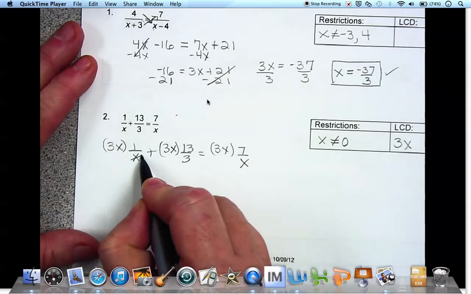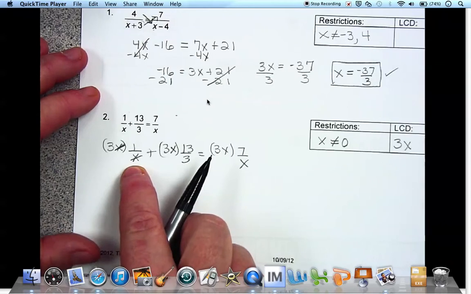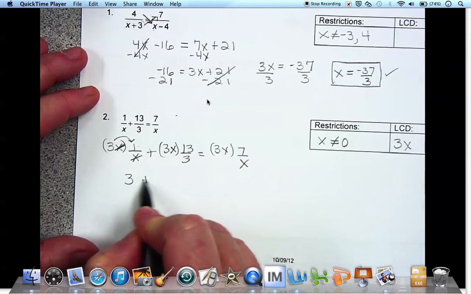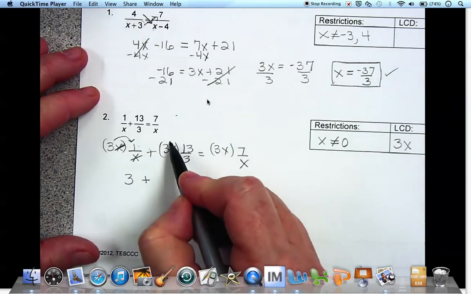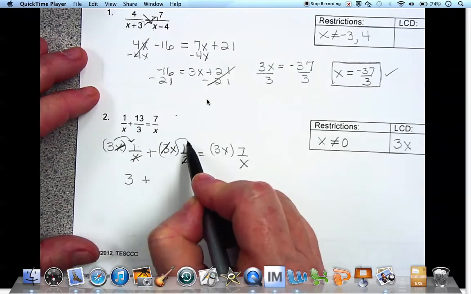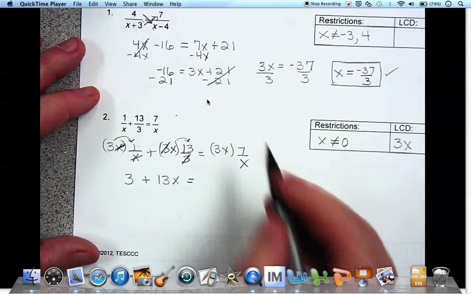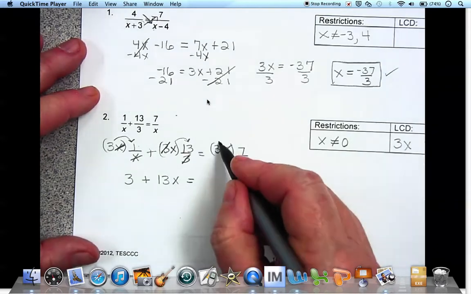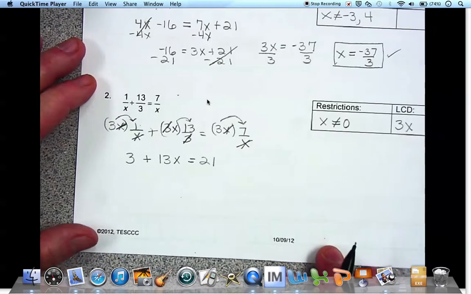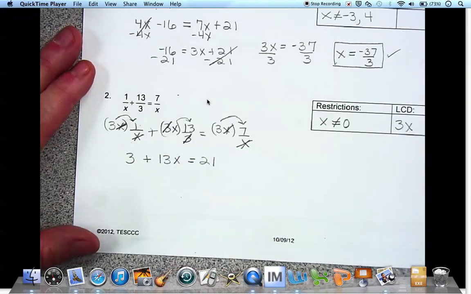So we can cancel out these x's because we have a single x on the top and a single x on the bottom. And then what is left we will multiply together. So 3 times 1 is 3. Plus, okay, now these 3's will cancel because we have a 3 on the bottom and a 3 on the top. And then we'll multiply what's left. So that's x times 13, which is 13x, equals x's cancel. We have 3 times 7, which is 21. And then we just solve it like a normal problem. What's awesome about this method is that all of the denominators disappear.